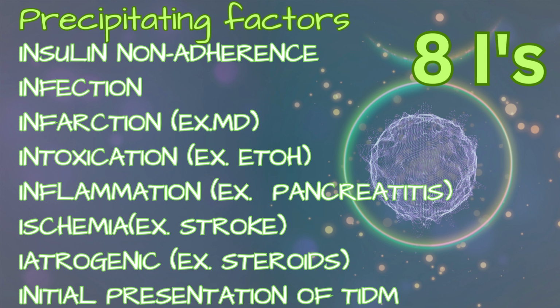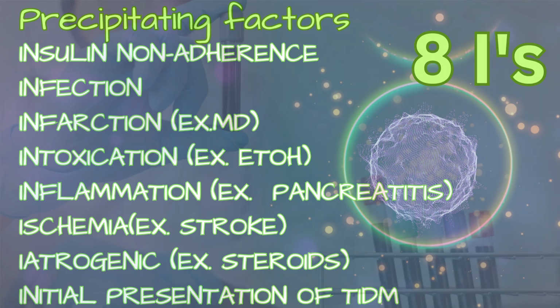DKA. These include factors like not adhering to insulin treatment, infections, heart attacks, intoxication, such as excessive alcohol consumption, inflammation, like pancreatitis, ischemia, such as a stroke, and iatrogenic causes, such as the use of steroids. The initial presentation of type 1 diabetes mellitus can involve these factors.